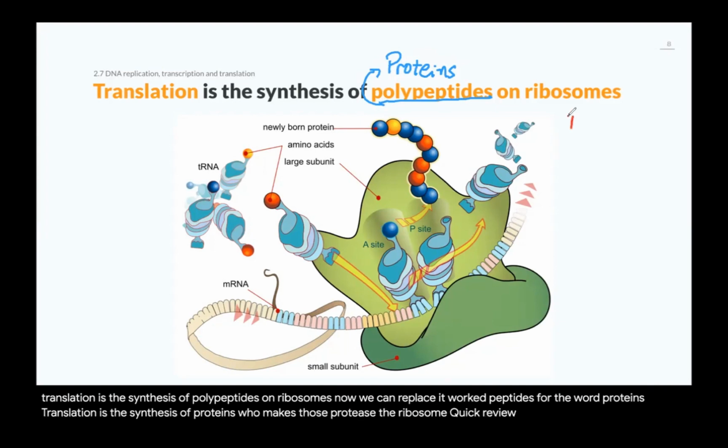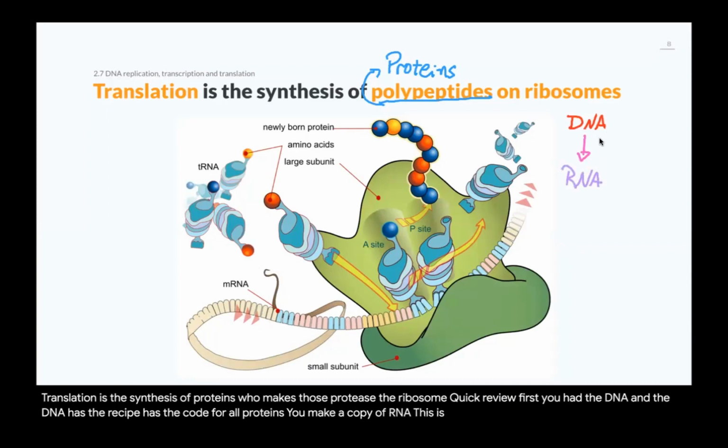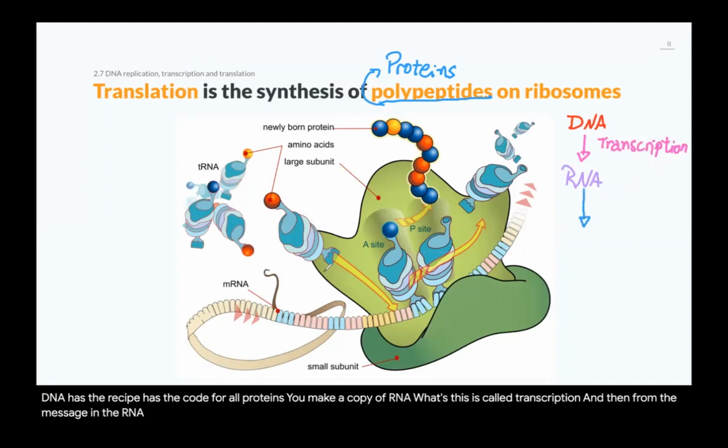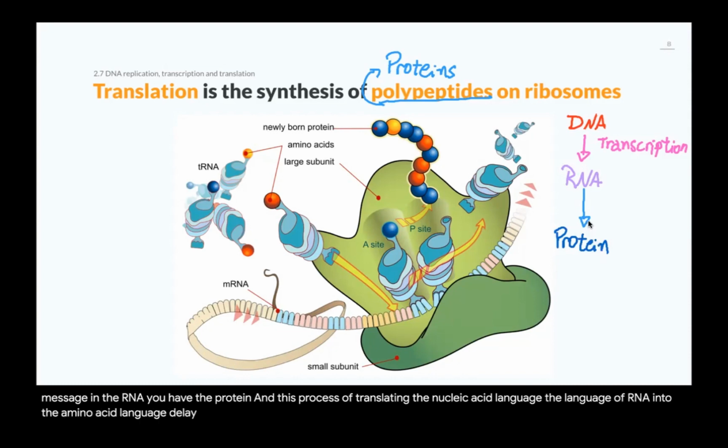Quick review. First, you had the DNA, and the DNA has the recipe, has the code for all proteins. From DNA, you make a copy of RNA, and this process is called transcription. And then from the message in the RNA, you have the protein. And this process of translating the nucleic acid language, the language of RNA, into the amino acid language, the language of proteins, is called translation.